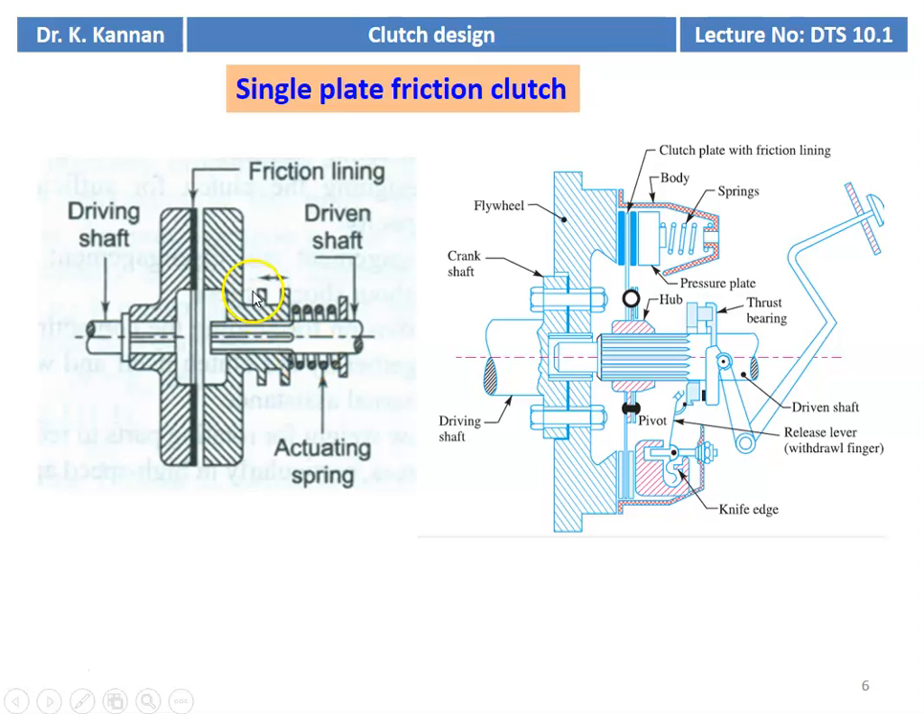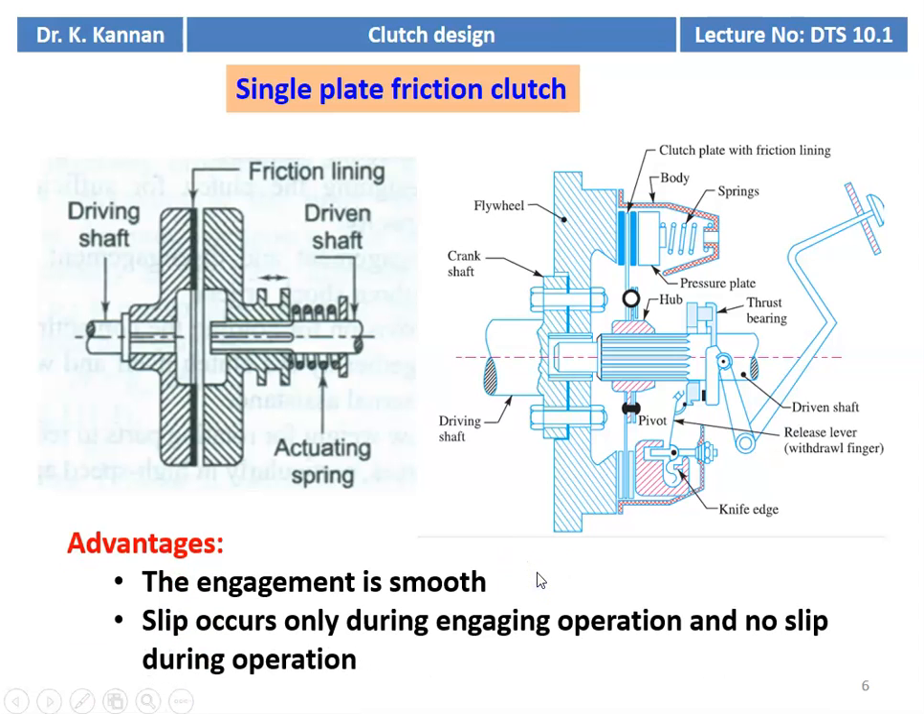When you want to disengage, we have to press the lever backward against the spring pressure, so this will be disengaged. This is another diagram of the single plate clutch. The axial movement is given by pressing the lever. The driven shaft can be shifted so that it engages. We have a spring here on both sides. So against the spring force, we have to move the friction lining backward and the plate contacts the driven member. Advantages: the engagement is smooth.